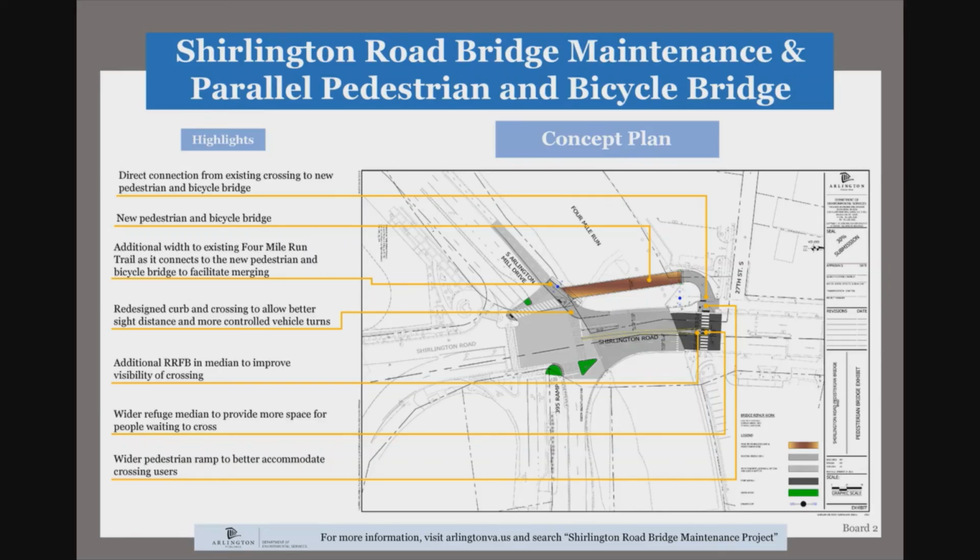Okay, so the concept plan, I know, is small. I think the question was specifically about how the 4 Mile Run Trail connects to the crosswalks over Shirlington, so just the improvements on the existing crosswalks. Somebody want to talk about how we adjusted the approaches to make that connection a little bit better, and the thought that went into that?